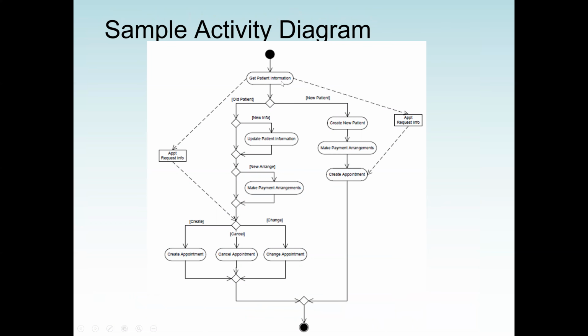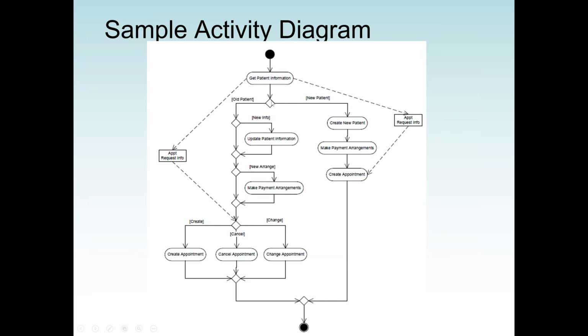We have get patient information, which is again an activity. So in order to get patient information, here we said we should appoint request, apply request info. I may need some information about the patient, and I should get it. Now we go through if we have an old patient, so now we have a decision. This is our decision node. So if I'm coming and it's a new patient, I'll go through the left. Old patient, I'll go through the right. Sorry, old patient, I'll go through the left, and new patient, I'll go through the right.